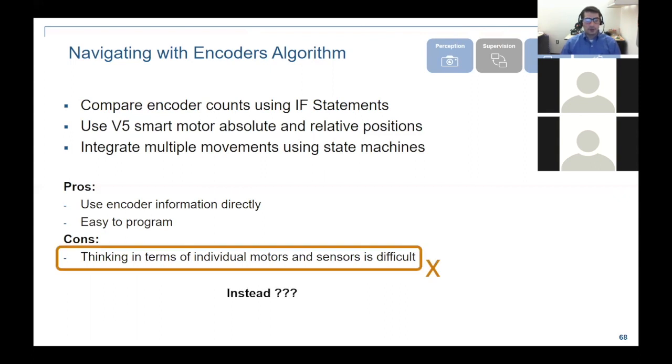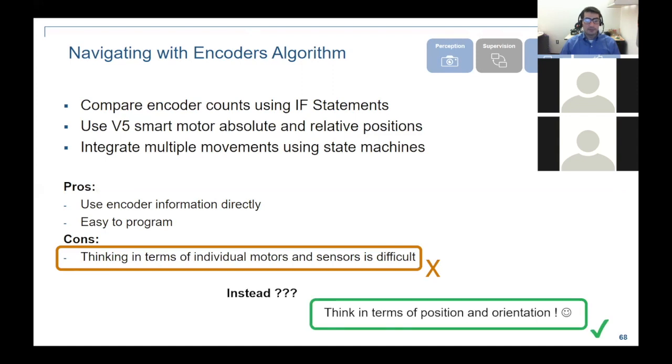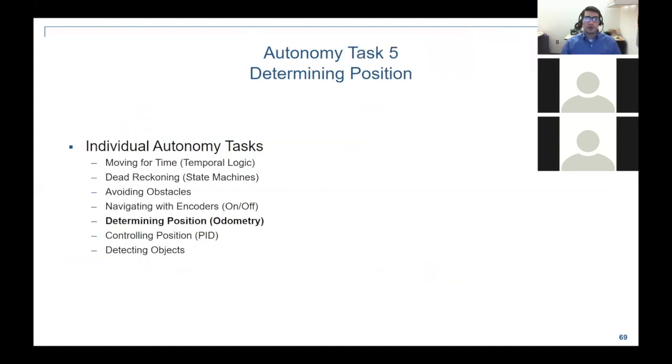So what can we do instead? This leads us into our next autonomy task. It might be easier to control a robot if, instead of trying to control individual motors, we think in terms of the position and orientation of the robot. That brings us to autonomy task number 5, which is determining position.